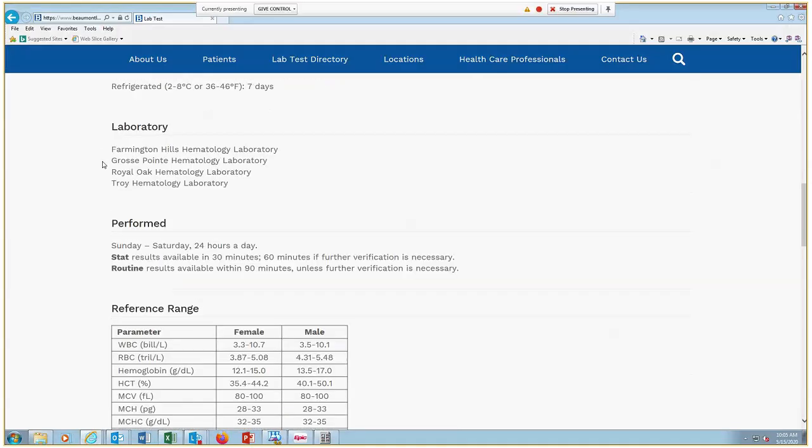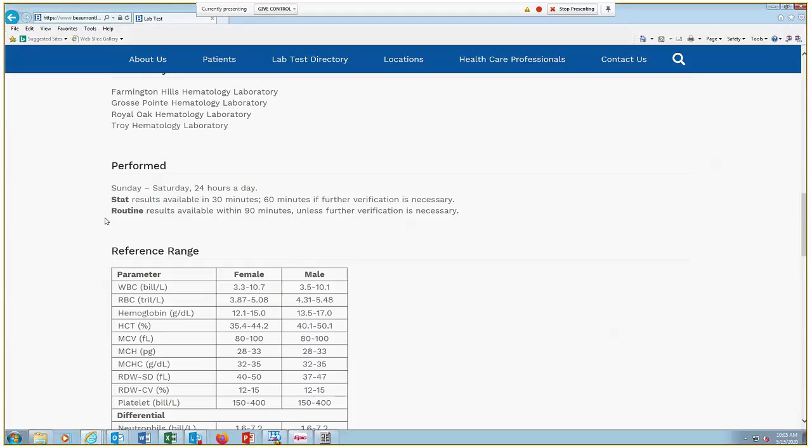A little further below, we find the headings under laboratory and performed. Laboratory refers to those laboratories which perform this particular test. And as you can see indicated, Farmington Hills, Grosse Pointe, Royal Oak, and Troy Hematology Laboratories perform those tests.